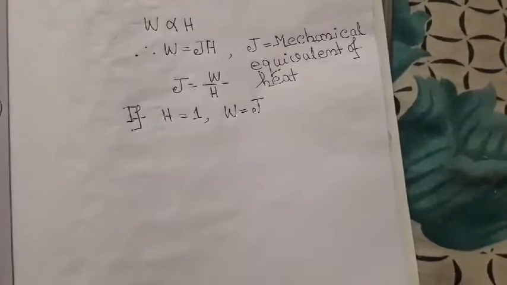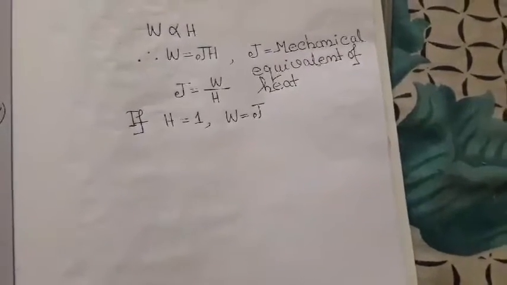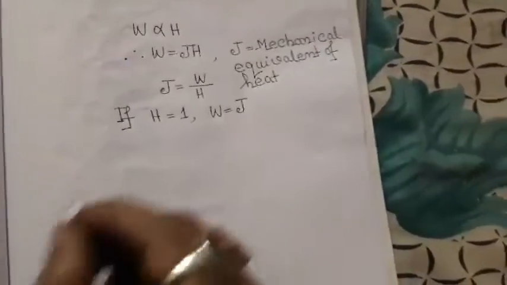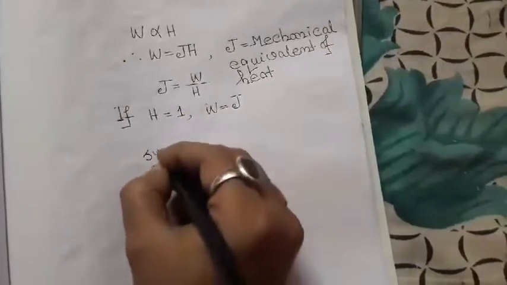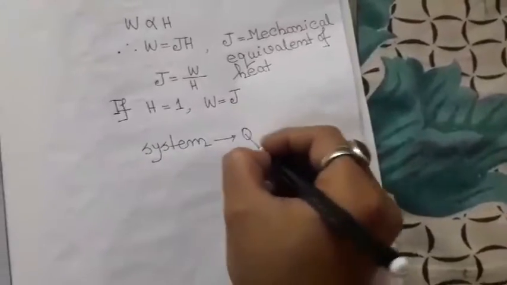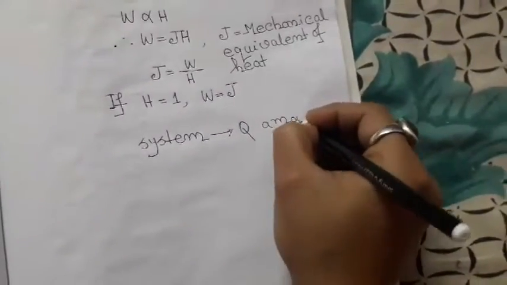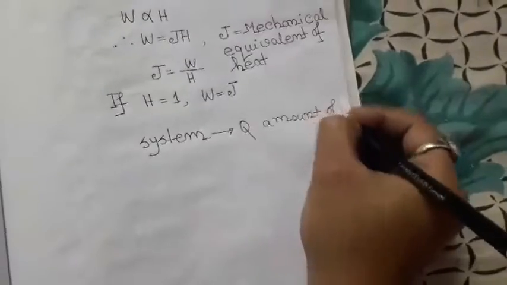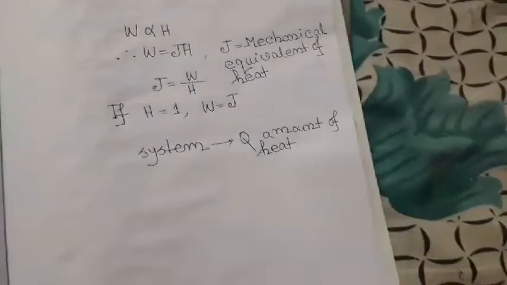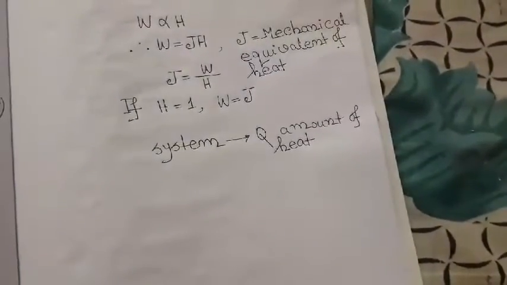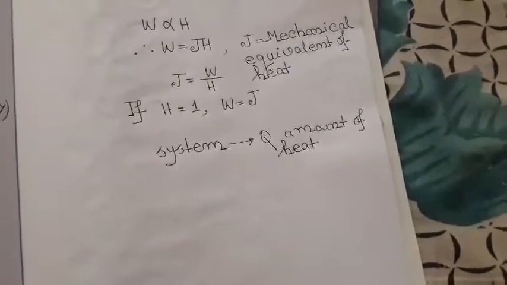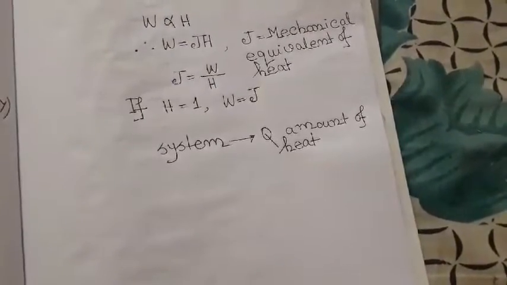Let us try to find out the first law of thermodynamics in another form. Now, suppose we consider a system where we supply Q amount of heat. If we supply some amount of heat to a system, one part of it increases the internal energy of the system and the rest performs the amount of work.